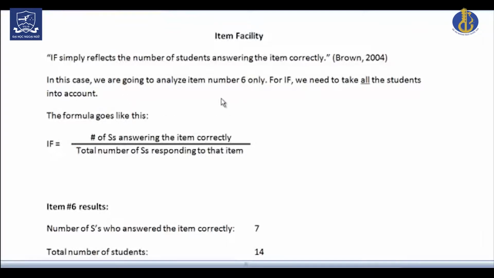In this case, we are going to analyze item number 6 only from the exams I previously showed you. And in this case, we have to take all the students into account. We are not going to divide the group into thirds or any other number. We are just going to take all of them into account. Here you have the formula we're going to be using. Item facility is going to be equal to the number of students answering the item correctly divided by the total number of students responding to that item.